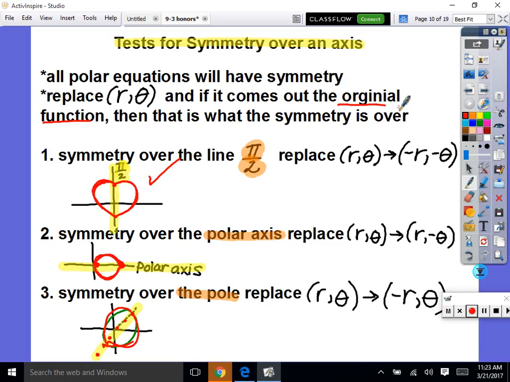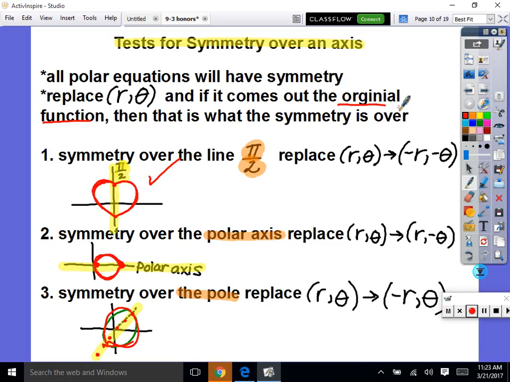The polar axis means the x-axis. It's just called the polar line when it's in polar coordinates instead of x. So fun fact for you, sine has symmetry always. Sine has symmetry over pi halves, and cosine has symmetry over the polar axis. You'll see why in a second. Over the polar axis, and then not over the pole.